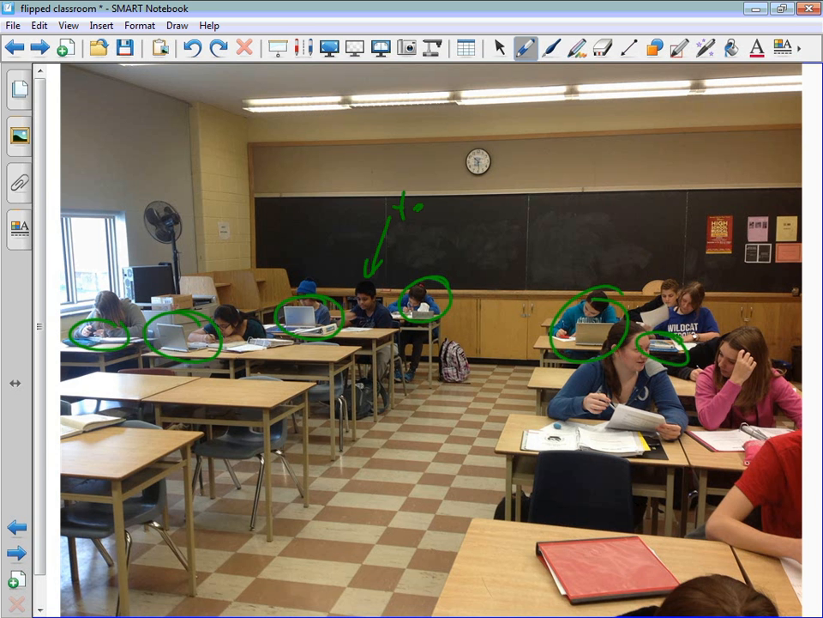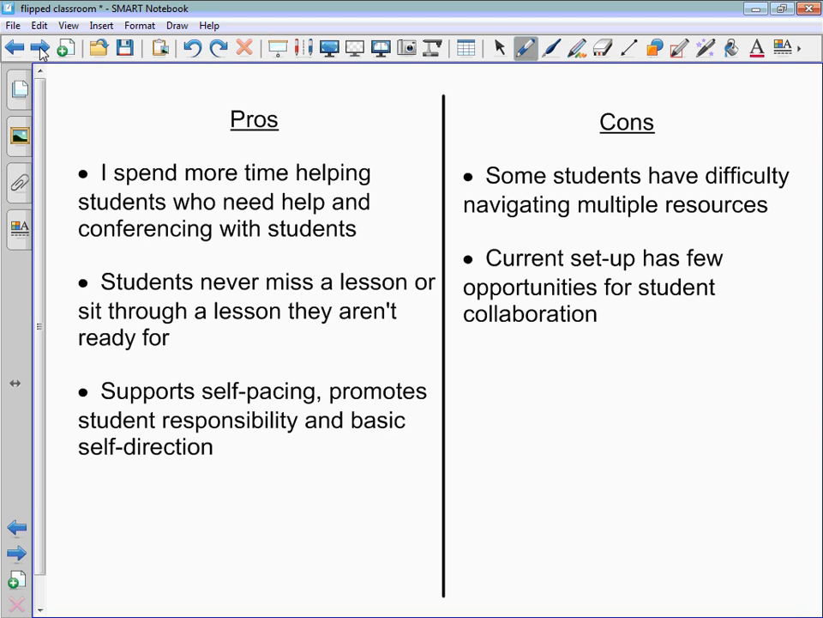Some students are writing tests. There's a lot of different things going on. Some other students could be collaborating to answer a question. What does the classroom tend to sound like? Pretty much like that. It's pretty quiet most of the time because all of the students are, for the most part, working independently. Some pros and cons of this.